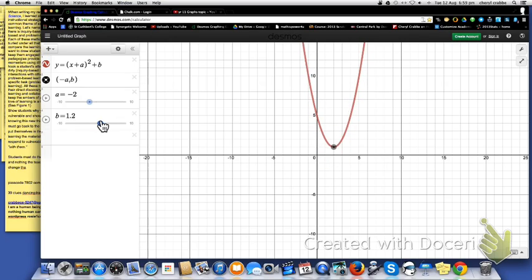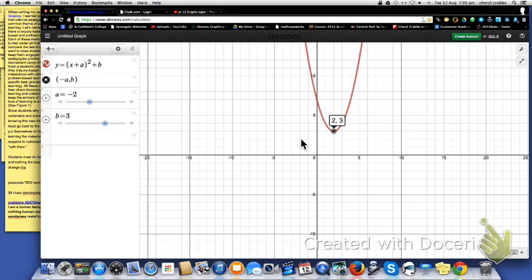Now let's take a look. If I go to 2, the vertex has moved up 2. If I go to -4, it's gone down 4. So the fact that it's done that means that basically this move is the same as what goes into the equation. So let's just move this thing here.